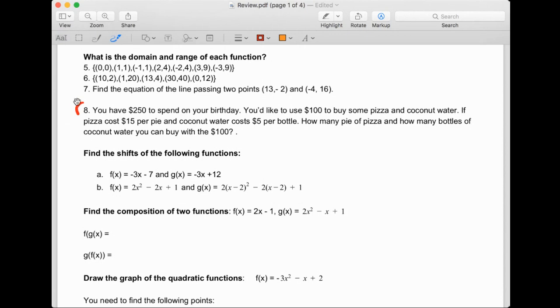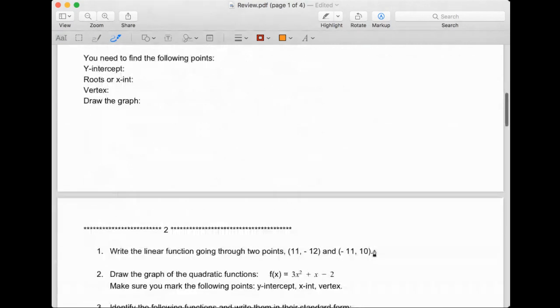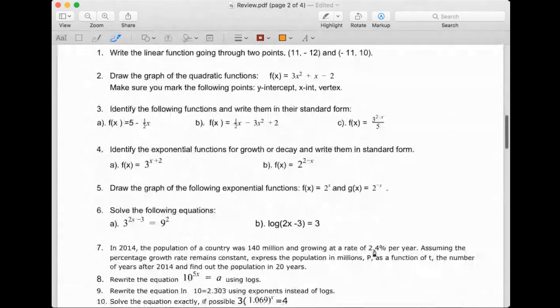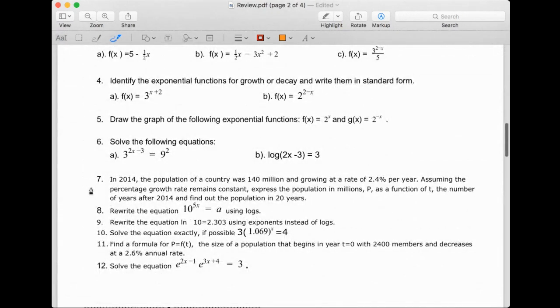But can we take out number 8? I don't practice that. Okay, we can take out number 8. Let's take out number 8. Yeah, okay, let's take out number 8. What else? Another word problem. Let's see. Maybe number 7?